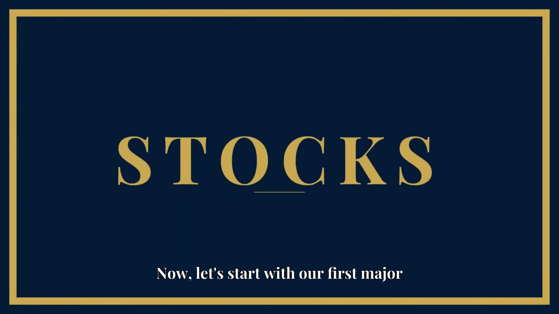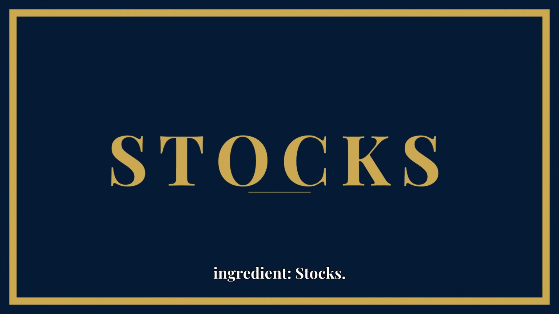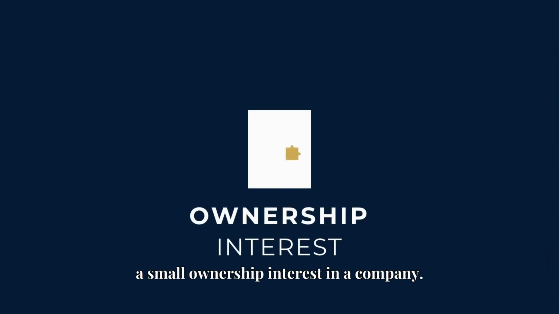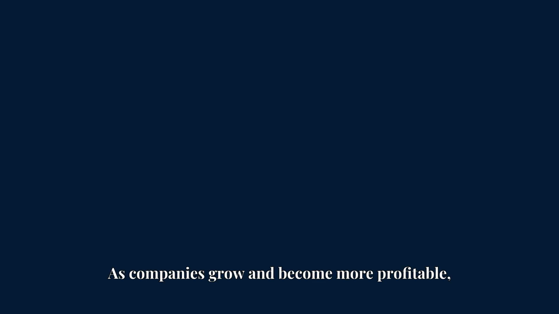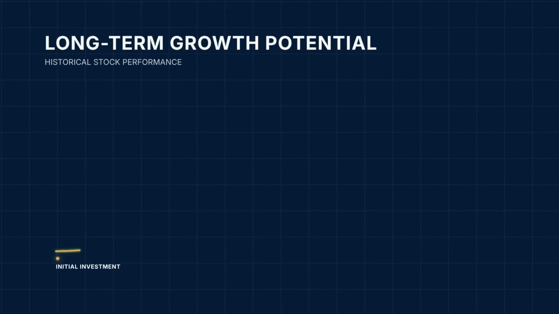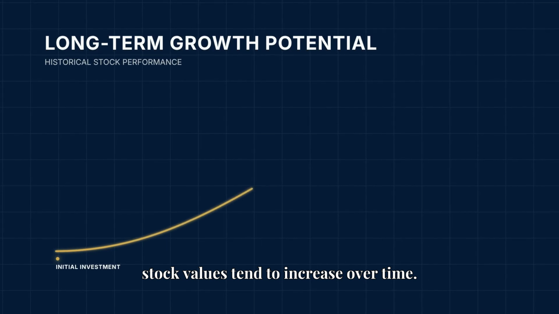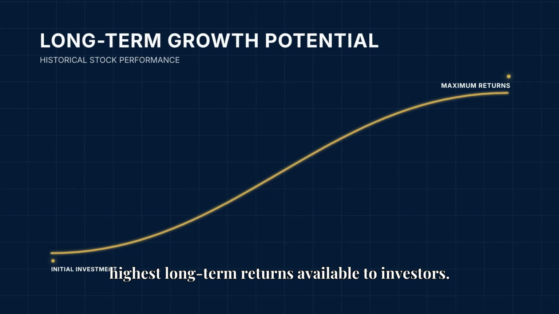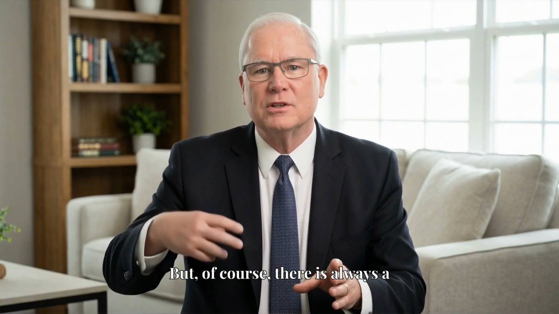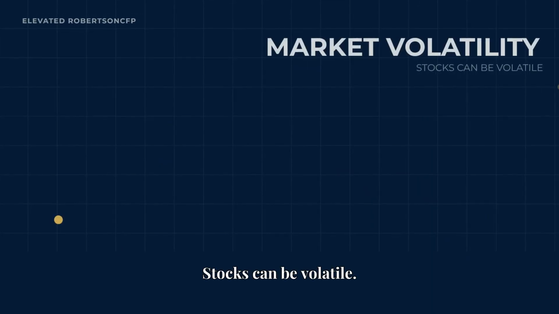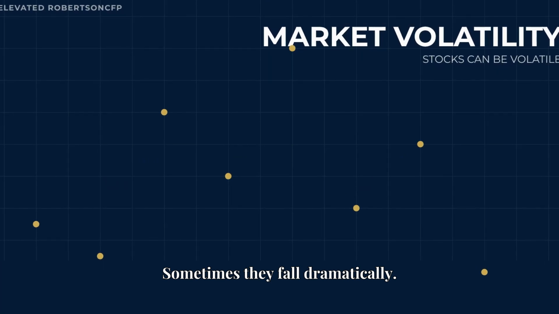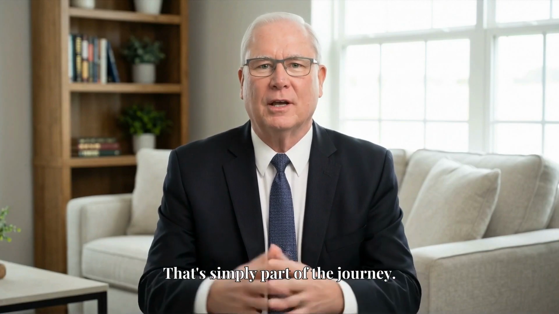Now, let's start with our first major ingredient: stocks. When you buy a stock, you're buying a small ownership interest in a company. As companies grow and become more profitable, stock values tend to increase over time. Historically, stocks have provided some of the highest long-term returns available to investors. But, of course, there is always a trade-off. Stocks can be volatile. Sometimes they rise dramatically. Sometimes they fall dramatically. That's simply part of the journey.